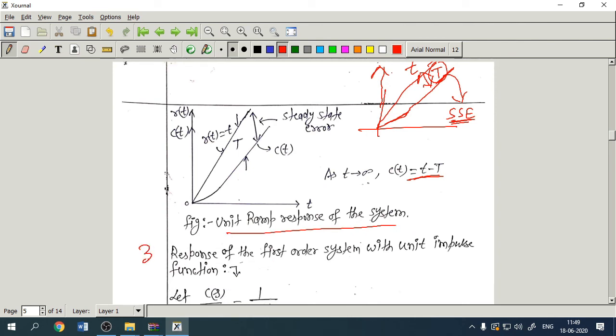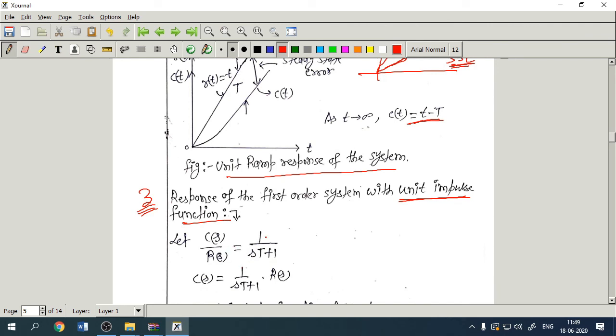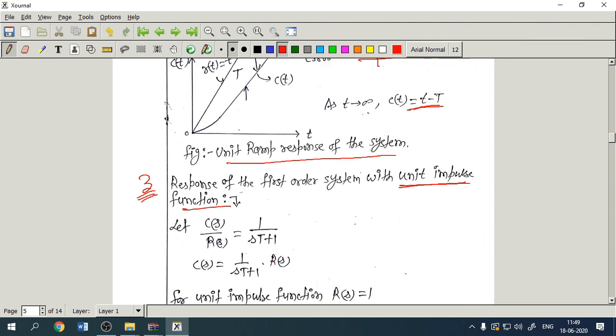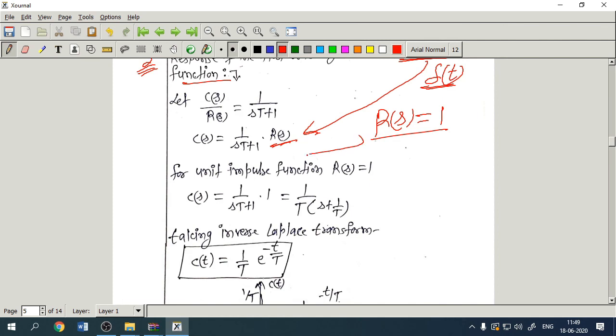Now the third input we will call the unit impulse function. We will apply the unit impulse function, then we will find the response of the first order system, right? Now C(s) upon R(s) is equal to 1 upon (sT plus 1). Now multiply with R(s). We will apply the impulse input, then R(s) is the Laplace transform of the impulse input delta(t), which is 1. Now we put this value R(s) equal to 1 in this equation.